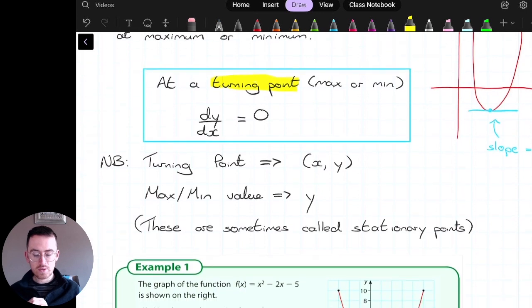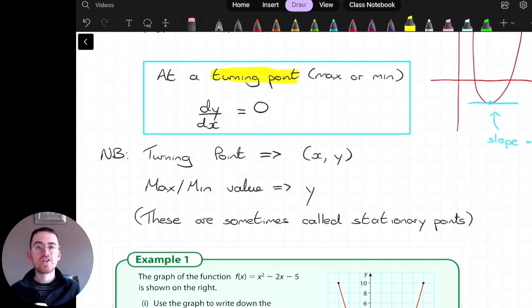And another point as well is that a turning point is your x and y coordinates. So for a turning point, we give the full coordinates. If we're asked for maybe a maximum or a minimum value, that's going to be the y value at that point. And we might have questions where we are asked for that max and min value, or maybe asked for the x coordinate that gives us a maximum value. So it's just being careful about what you're being asked and making sure that you're giving that in your answer.